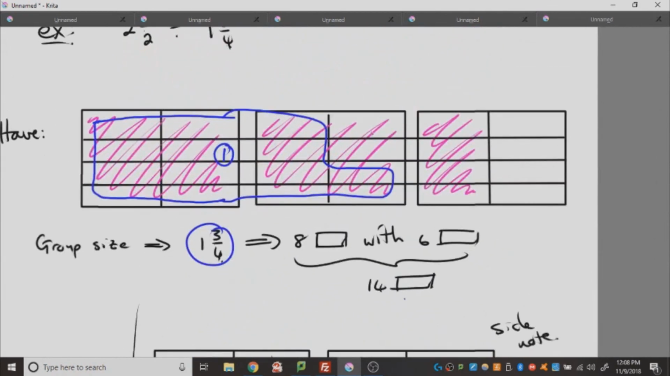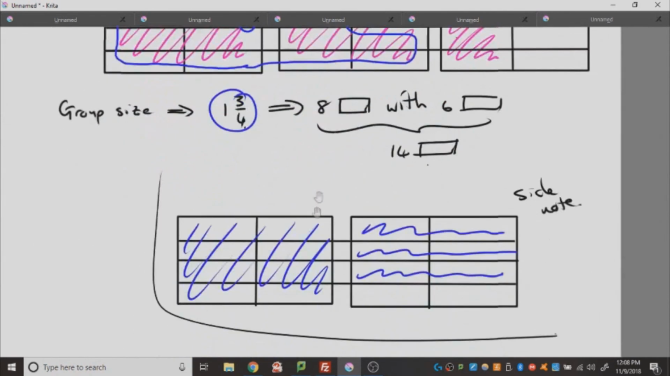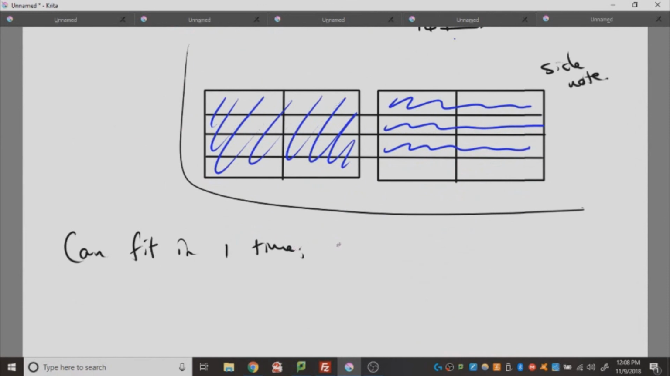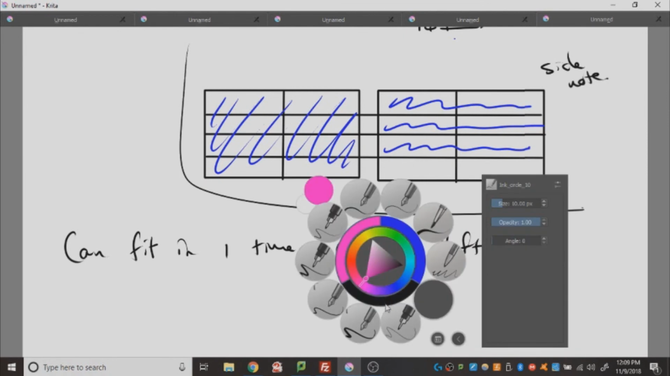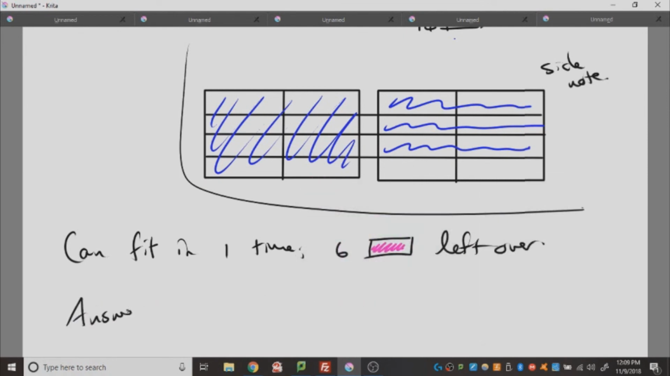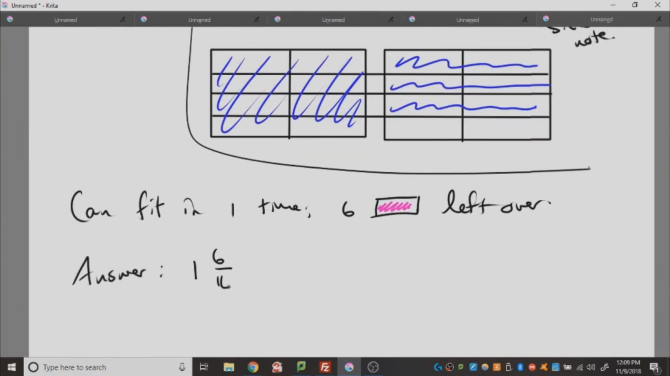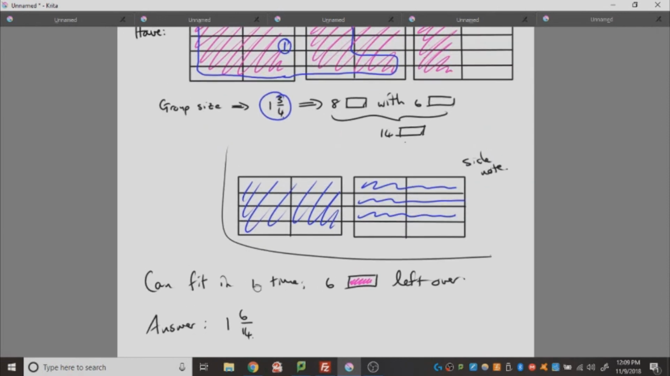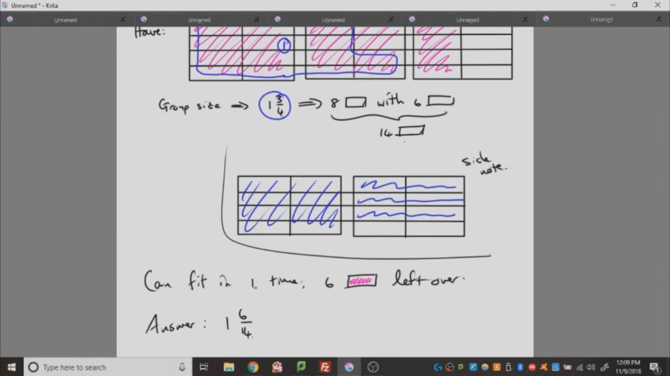And then we have how many pink ones left over? 1, 2, 3, 4, 5, 6. One time, 6 pink ones left over. Specifically of what we had, 6 are left over. So my answer therefore is 1 and 6/14 of a group can fit. So when in doubt, do more. Draw something, write more, whatever you need to do.